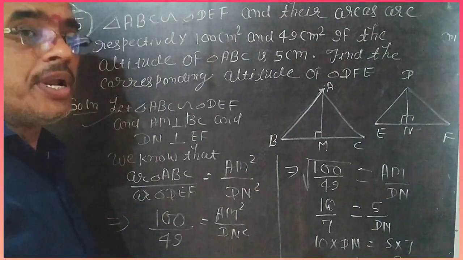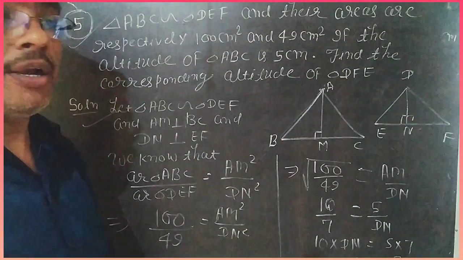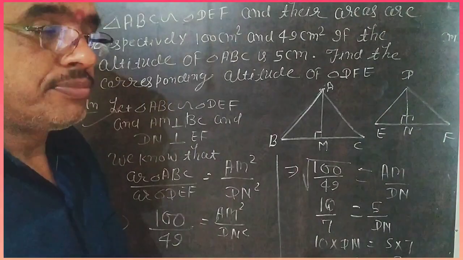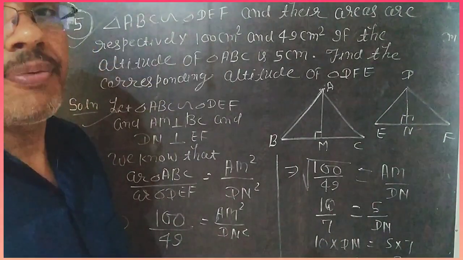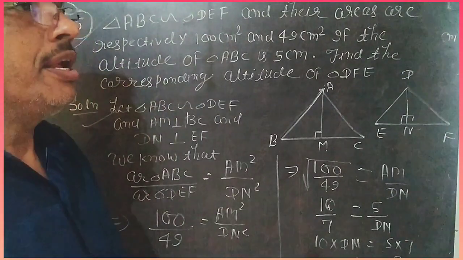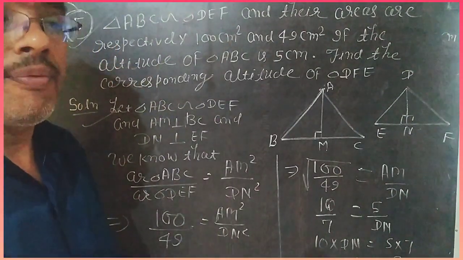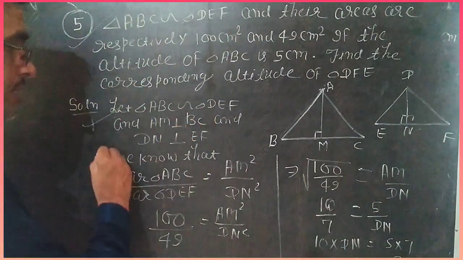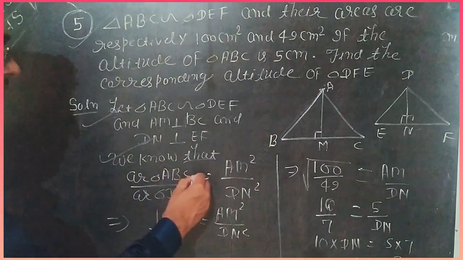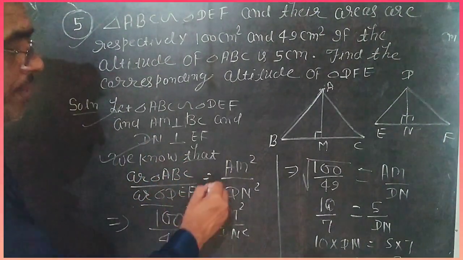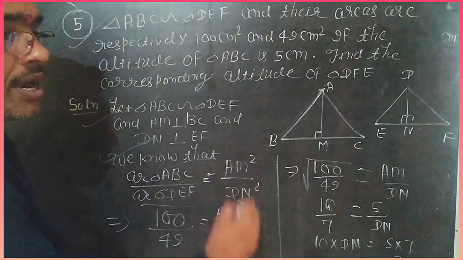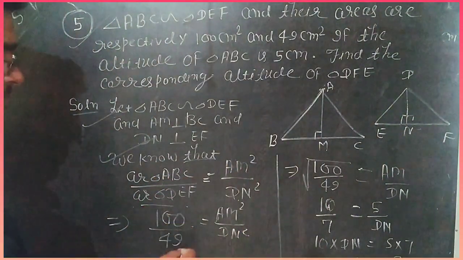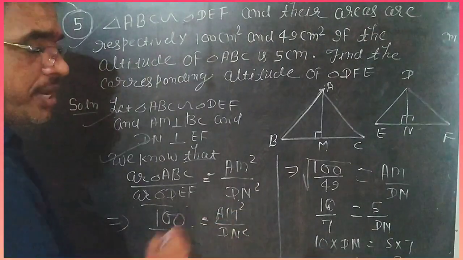If two triangles are similar, then the ratio of their areas is equal to the square of their corresponding sides, also equal to the square of their medians, also equal to the square of their angle bisectors, and also equal to the square of their corresponding altitudes. So, dear student, here both are similar, so the area of triangle ABC by the area of triangle DEF is equal to the square of their altitudes, AM square by DN square. Now I write here 100 by 49 is equal to AM square by DN square.